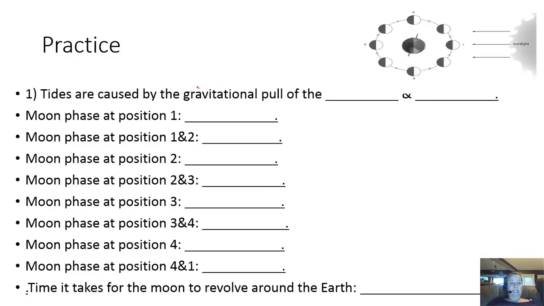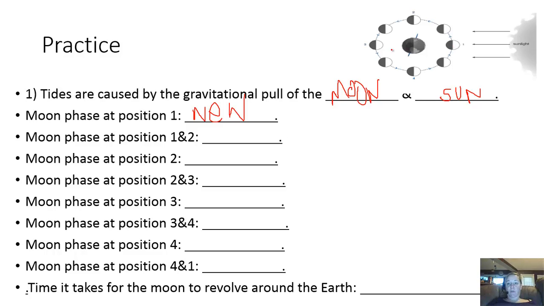All right, let's practice. Tides. Tides are actually caused by the gravitational pull of the moon and the sun. The sun comes into play here. It's mostly the moon's gravity because the moon is closer to us, but the sun's gravity also plays a part. So let's look at the moon phase at position 1. Remember when I said to find the moon that's in between the sun and the earth, and that was always going to be your new moon.